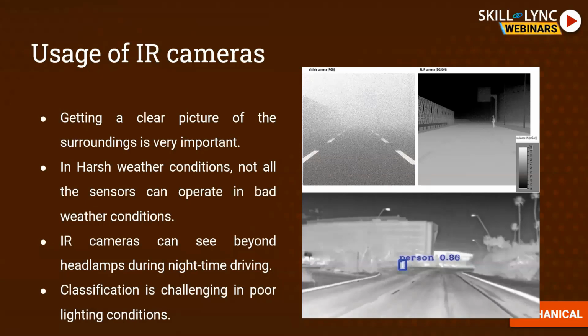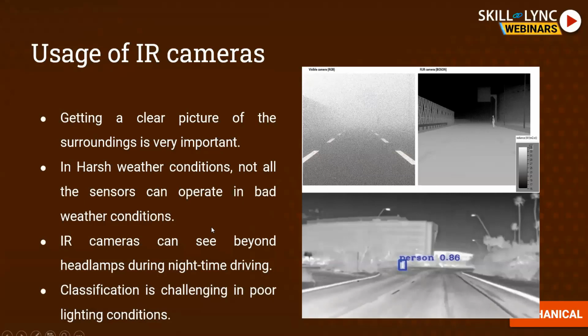That is, if there are two cars running and a person is crossing between those two cars, the LiDAR cannot detect the signal because the signals coming from these two vehicles obstruct the signal coming from the pedestrian. So that is one scenario where LiDAR operation is not that good.